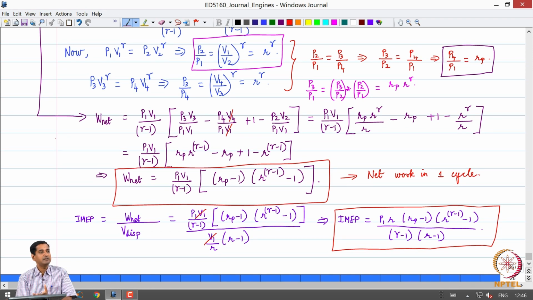So, going back to our previous discussion, we can immediately see that if I increase the value of P1, obviously the indicated mean effective pressure also would increase, and the process of supercharging would essentially increase the value of P1. So, now one can easily observe the direct benefit of increasing the inlet pressure, right, and this process of supercharging is something which we will discuss in the next class.